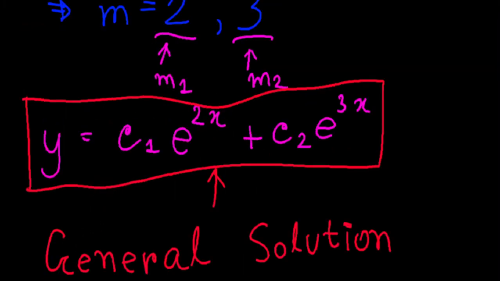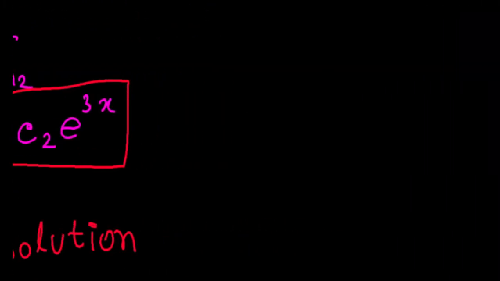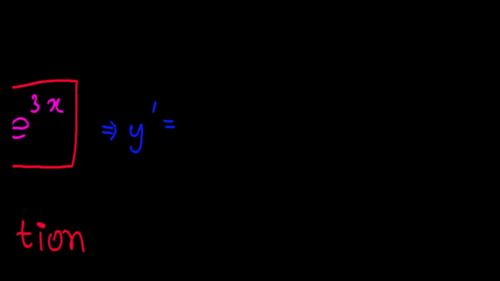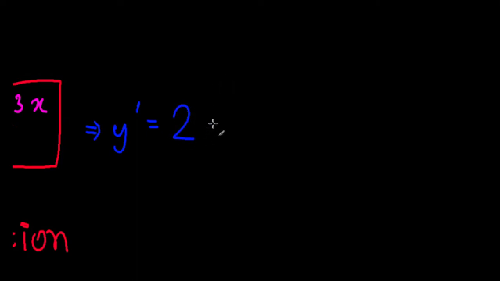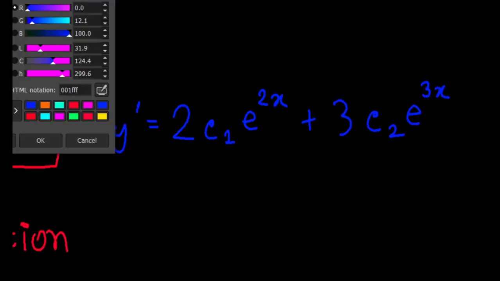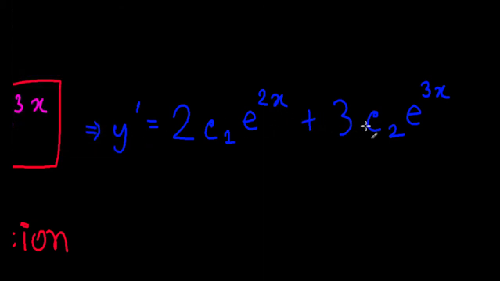Let's do that. If our general solution is y, then the derivative y prime is, if you differentiate e to the power 2x, you get 2 e to the power 2x, so what you'll get here is 2c1 e to the power 2x. Similarly with the other one, the 3 comes out, and you get 3c2 e to the power 3x. And what we said is, when x equals 0, y prime is going to be equal to 5.